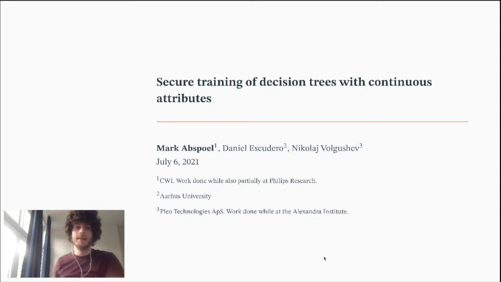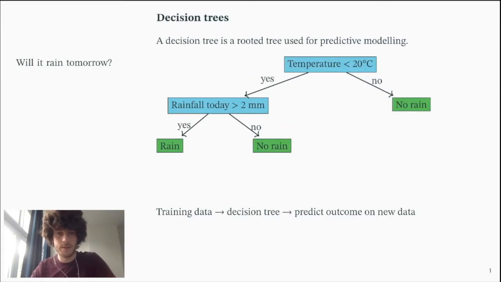Hi. This talk is about work I did together with Daniel Escudero and Nikolaj Volgushev on securely training decision trees with continuous attributes. So a decision tree is a very simple predictive model.